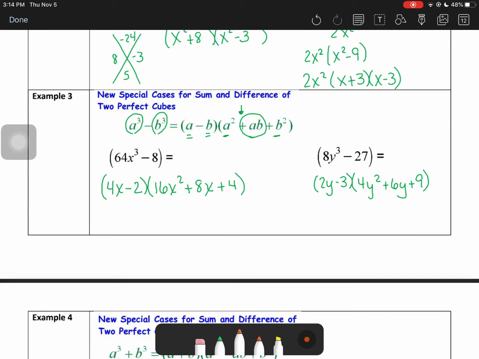In the previous example, we could have also simplified this by dividing by 8. So if we did that, we'd have 8x cubed minus 1. And that would probably be better. So we'll keep our 8 and then we'll do the special pattern. 8x cubed, the cube root would be 2x, minus the cube root of 1, which is 1. A squared would be 4x squared. Multiply the two together would be 2x and make it a positive, and square the 1 would be 1.